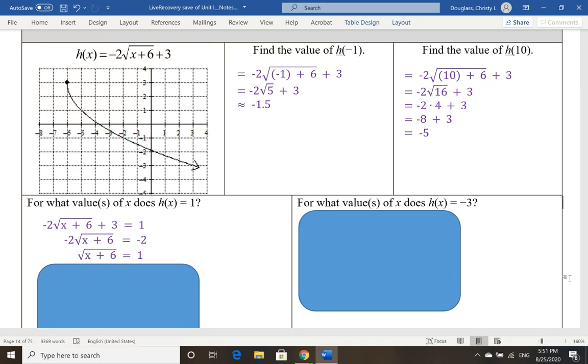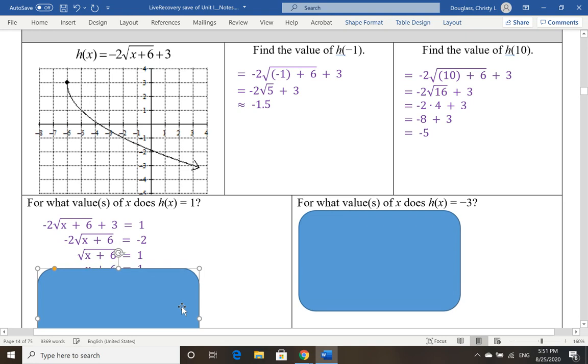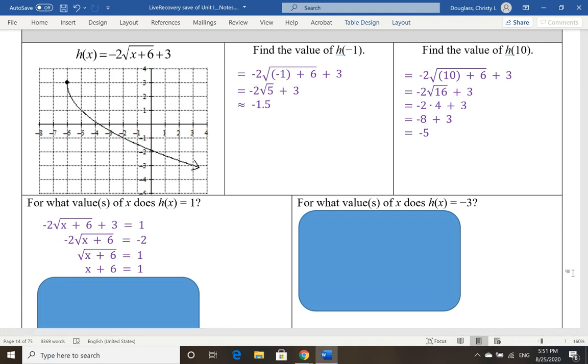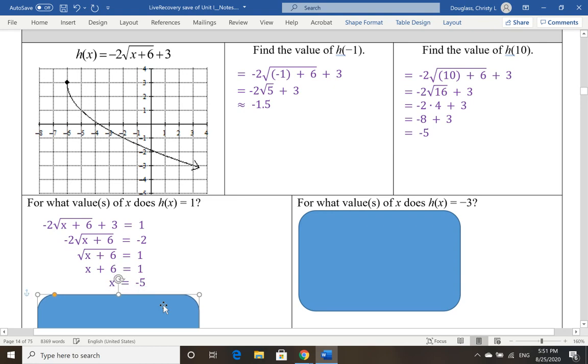How do you get rid of a square root in an equation? Well, you do the opposite of square root, which is squaring. So I square both sides of my equation. By squaring the square root of x plus 6, I simply eliminate the square root sign because squaring is the inverse operation or opposite of square root. When you square 1, you still get 1 because 1 squared is 1. Now I can subtract 6 from each side and get x equals negative 5.